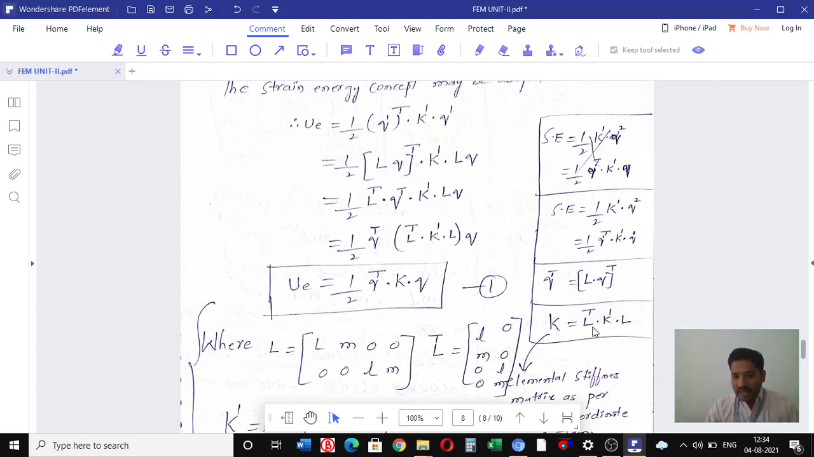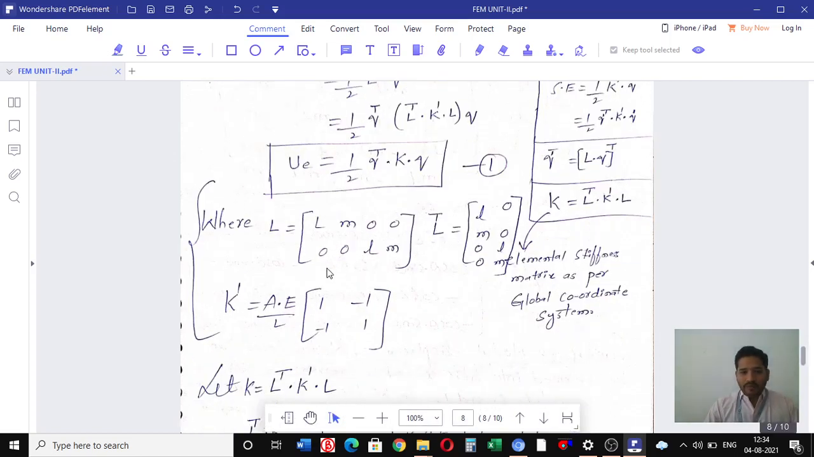Wherever L transpose into K dash into L is there, you need to keep the value of K. Clear? After that this whole value becomes K into Q. So it is considered as equation number 1.